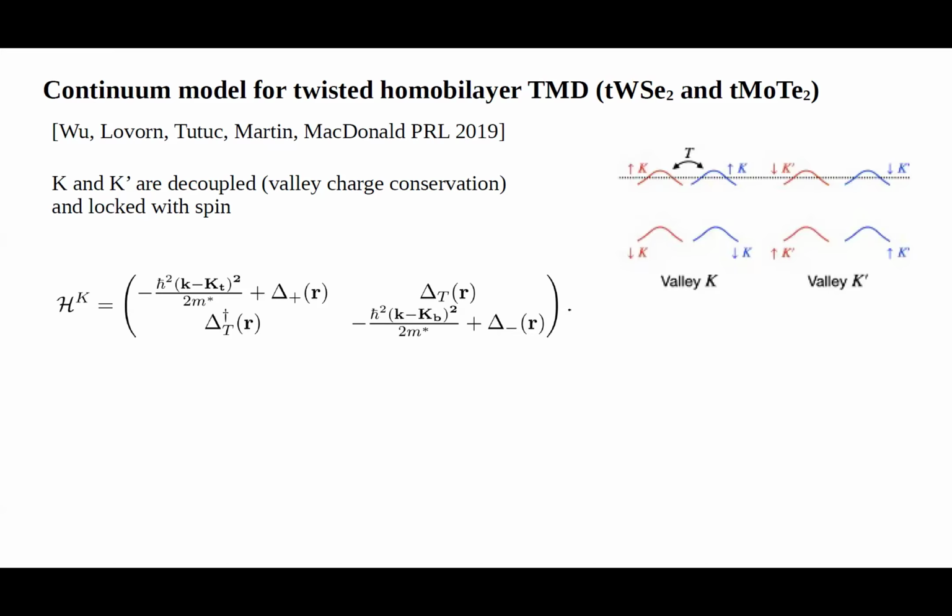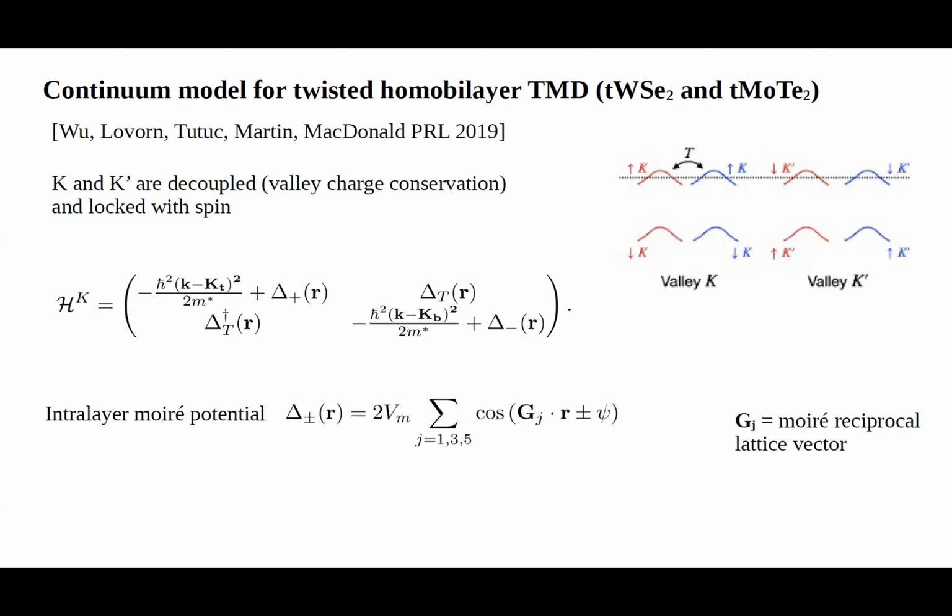This is for the top layer, where you recognize the term, the parabolic bands of the TMD. Same thing below. And then you have these four terms that come from the moire potential. The main difference from TBG here is the addition of an intralayer moire potential, which is essentially negligible in TBG, but has a really crucial importance in TMDs. And those are, again, written in terms of the moire reciprocal lattice vectors.